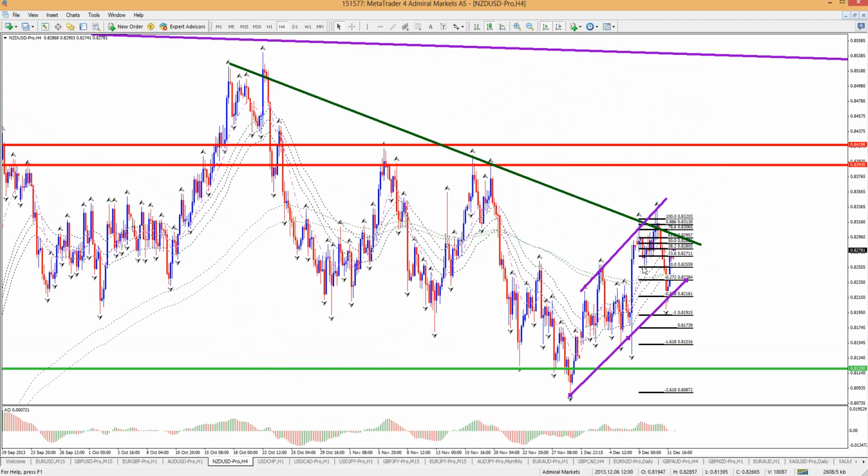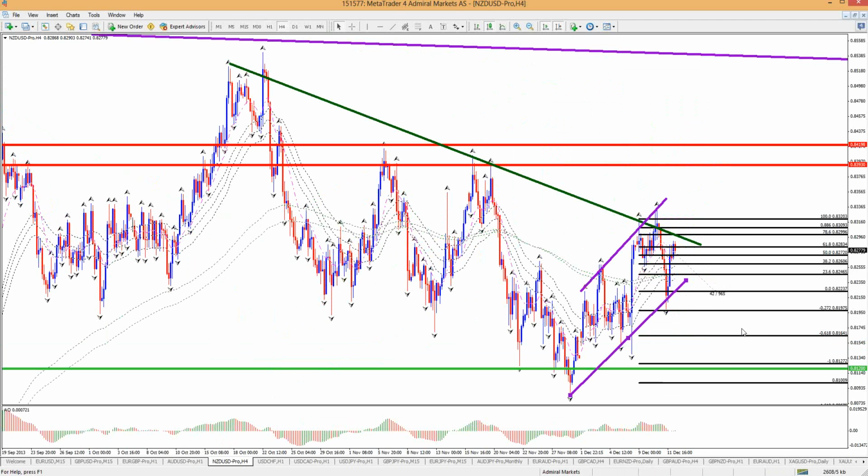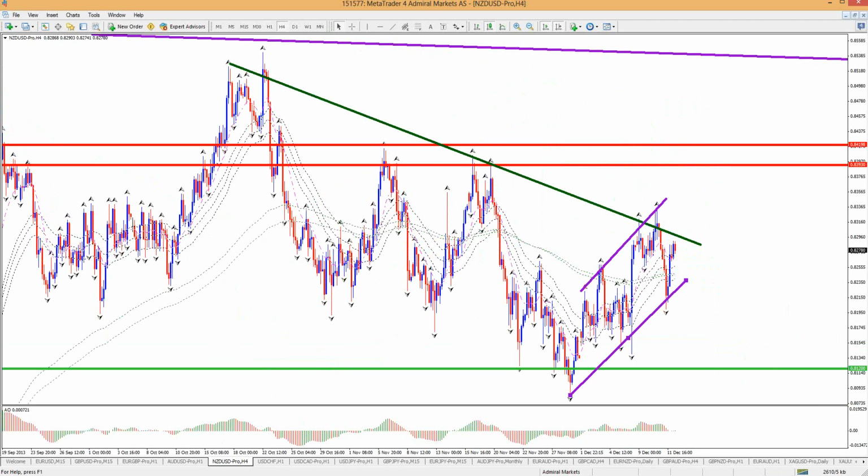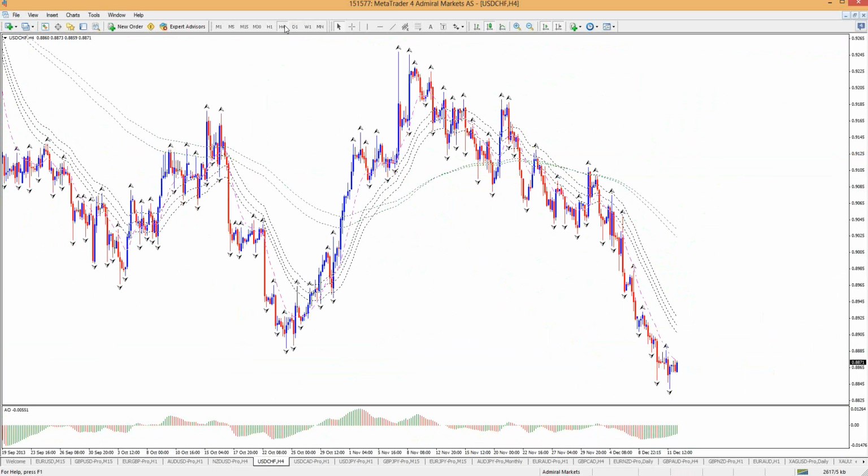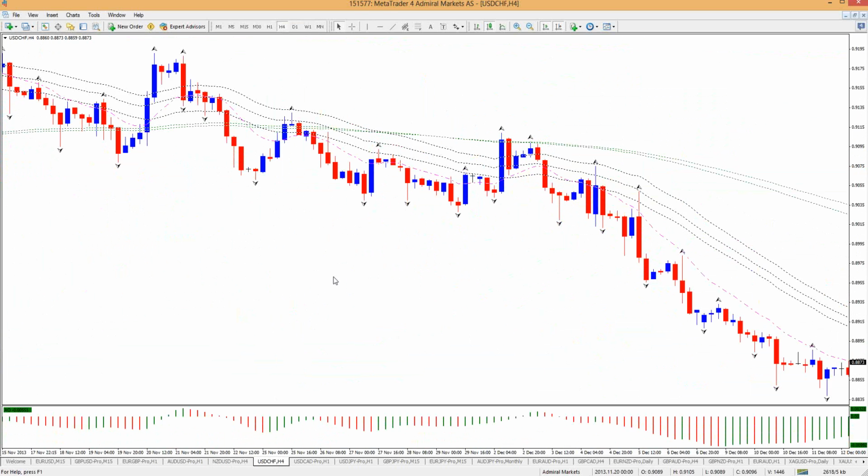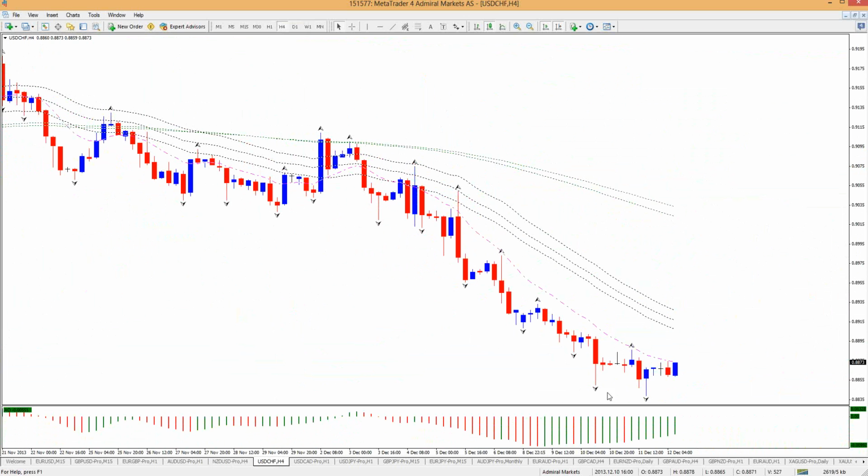From a 4-hour perspective, a break above the green could see it move up to challenge this 84 level. So that's what I would see on the Kiwi. The Swissy is definitely in a downtrend, but it has some bullish price action signals right now. So I don't know, I would let this ride out, make a retracement or reversal, whatever it does. I'm still in a waiting mode.